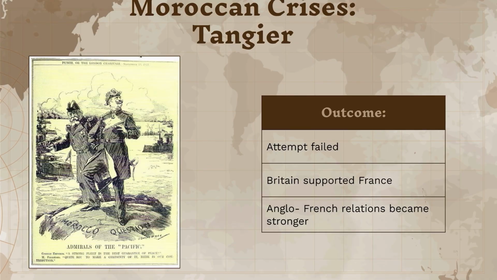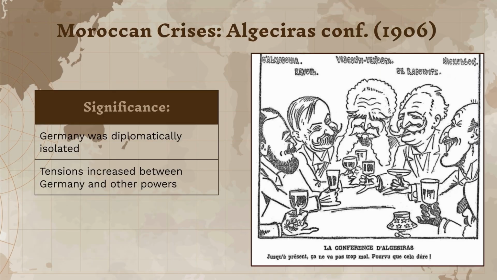First was the Tangier crisis. Kaiser Wilhelm II visited Tangier and publicly supported Moroccan independence. His goal was to challenge French influence and test the strength of the Entente Cordiale. And some of the outcomes were that the attempt to establish Moroccan independence failed, Britain still supported France, and Anglo-French relations became even stronger.